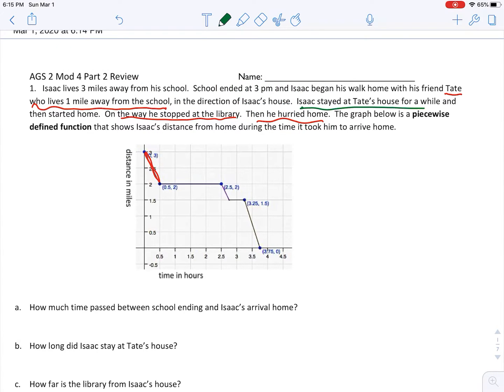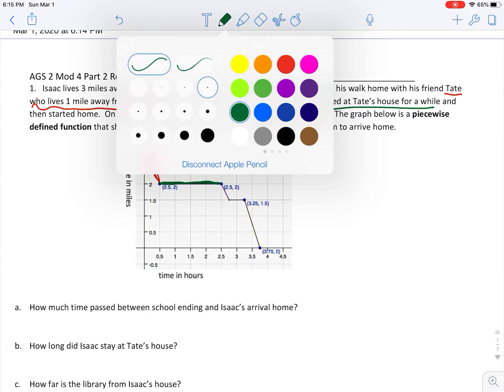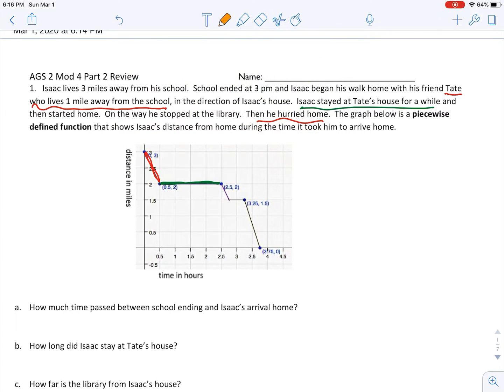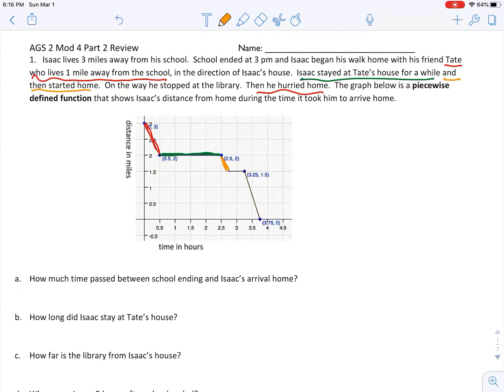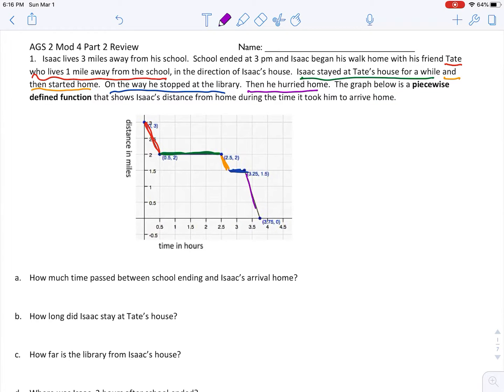He stayed at Tate's house for a while. And we can see he's not going anywhere there. And then he started home after that. That's this little piece. And then on the way home, he stopped at the library. That's this little stopping point there. And then he hurried home. We'll do that in purple. Okay, that should just make the problem more simple.